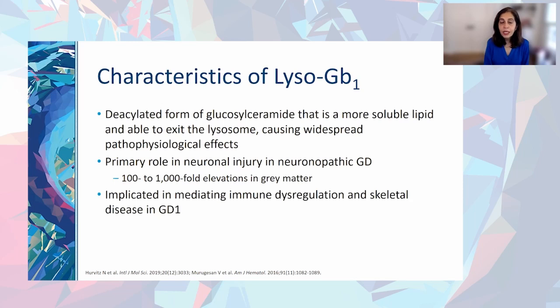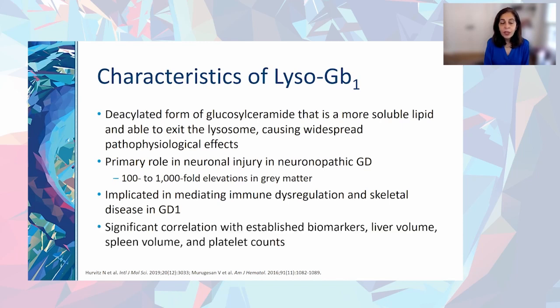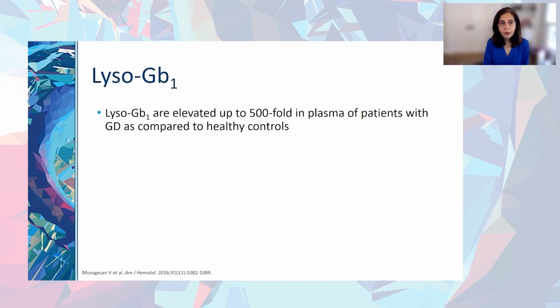It also has implications in mediating immune dysregulation and skeletal disease in type 1 Gaucher disease, and a significant correlation with other established biomarkers that we talked about, like chito, TRAP, and ACE. Also, a very significant correlation with liver volume, with spleen volume, and with platelet counts.